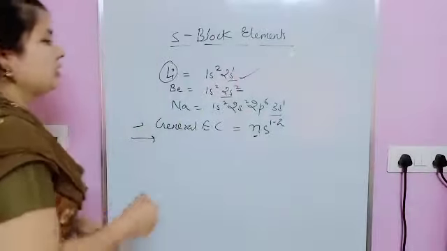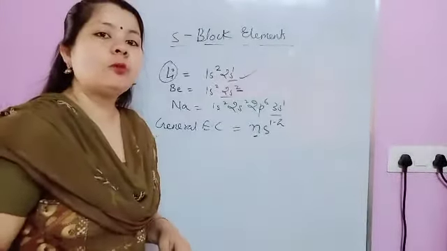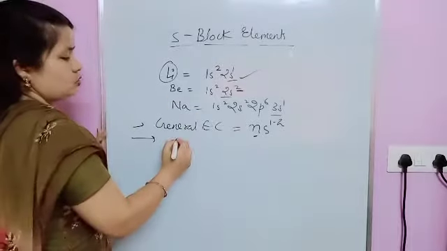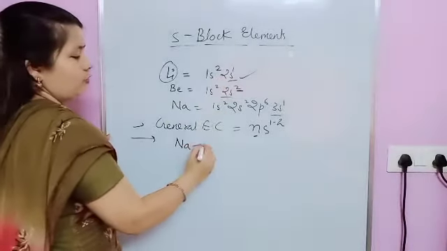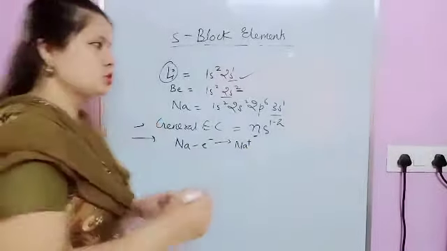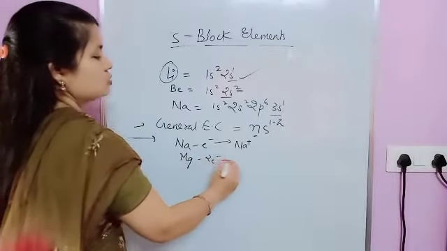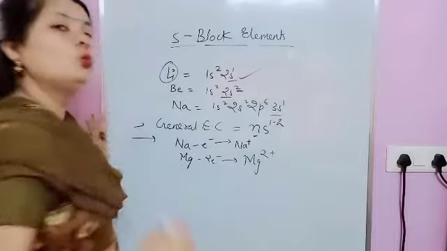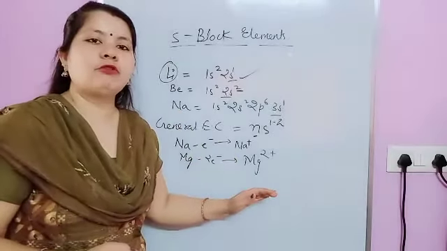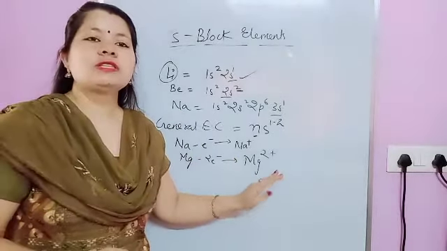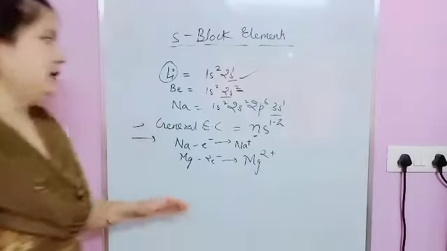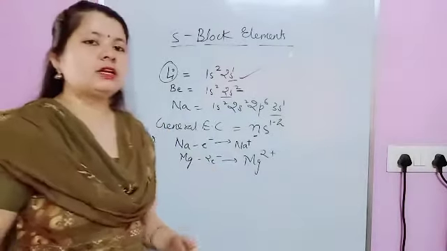So S block elements form univalent or bivalent ions. Sodium, after losing 1 electron, becomes Na+, which is univalent. Magnesium, after losing 2 electrons, becomes Mg2+, which is bivalent in nature. So they have a tendency to lose electrons and form positive ions, which means they are electropositive in nature. These are some characteristics, and we have another characteristic also.